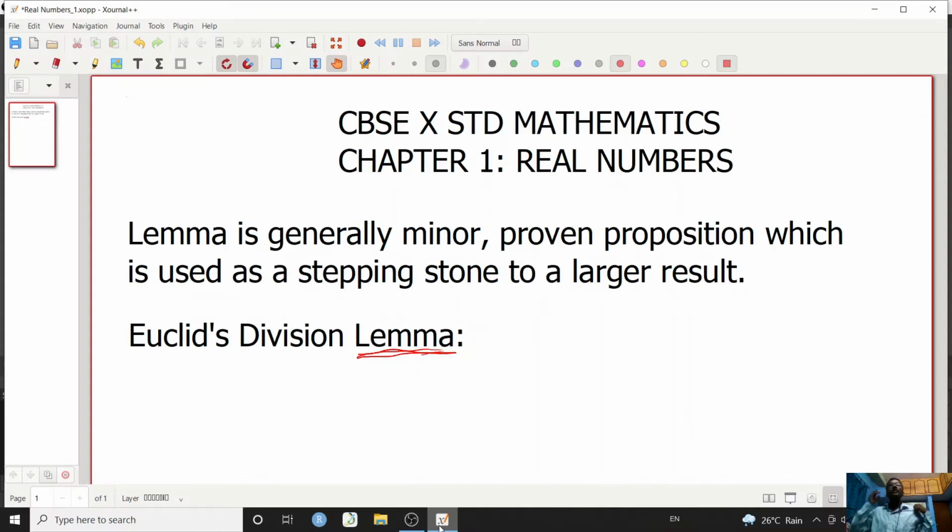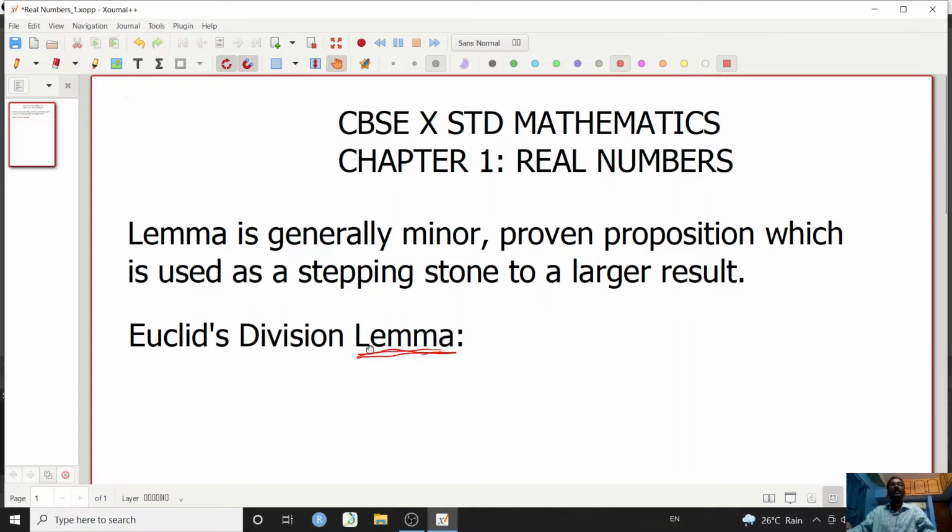Welcome students. Now we are going to see chapter 1, Real Numbers, in CBSE 10th standard mathematics. So for the students of the Central Board of Secondary Education, 10th standard, we are going to see chapter 1, Real Numbers. In chapter 1, the first topic that we come across is Euclid's division lemma.